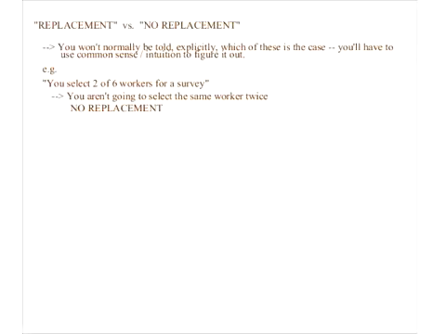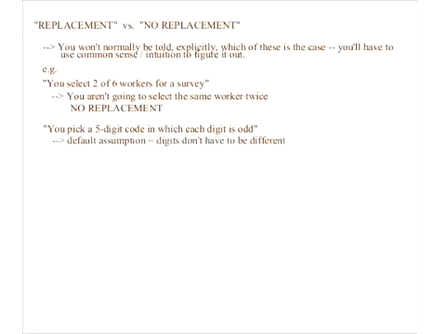If you're given something like, you pick a 5-digit code in which each digit is odd, in this case there's no restriction against picking the same digit. The default assumption is that the digits don't have to be different. So this is with replacement. And you're expected to just use your own intuition about the situation at hand to figure out whether there is replacement or not.